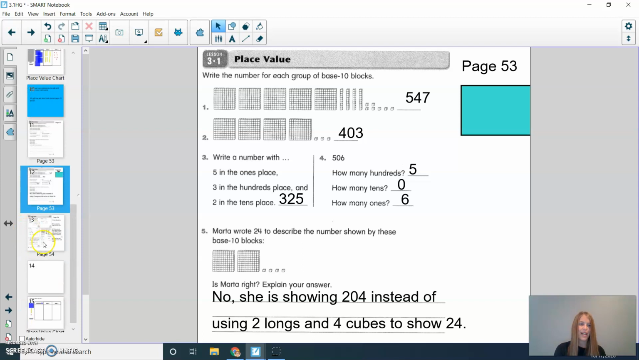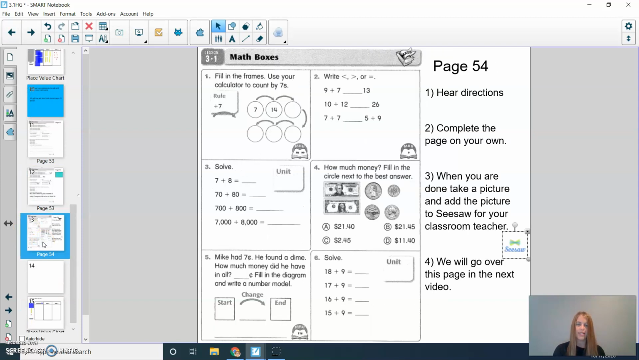The last thing we're going to talk about today are math boxes. So if you can open up to page 54, I'll talk about the directions. Once you're all done, if you complete the page on your own, and then take a picture and add that picture to Seesaw, we'll go over this page in our next video.